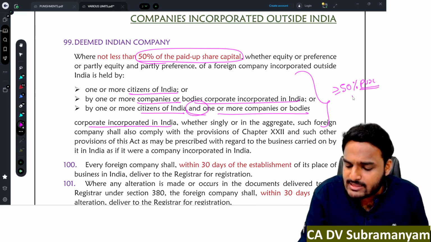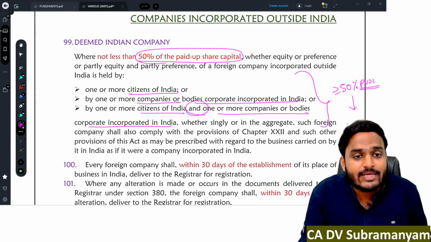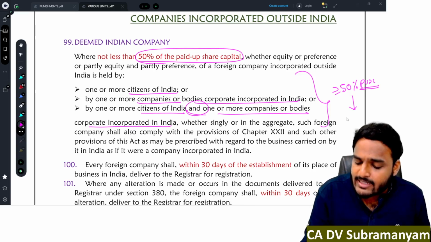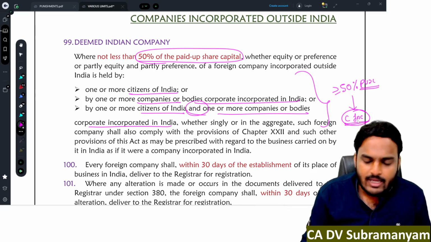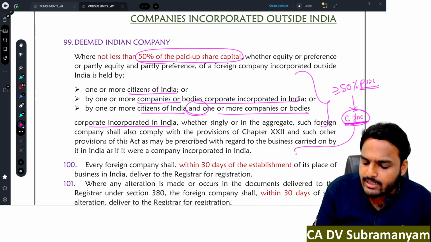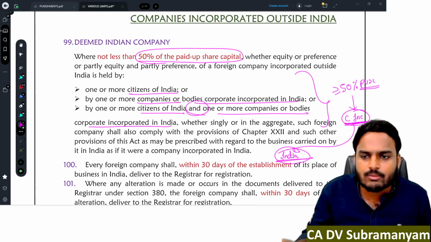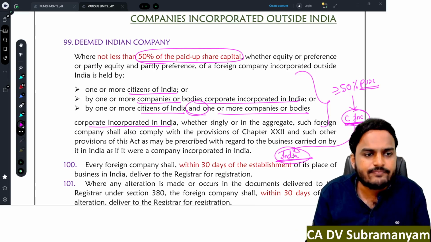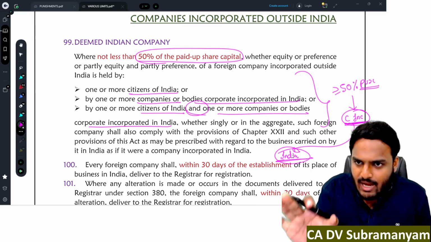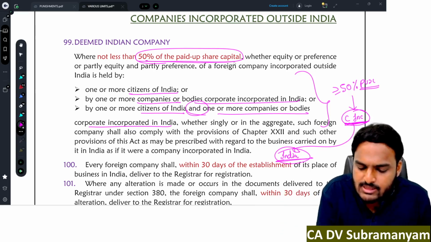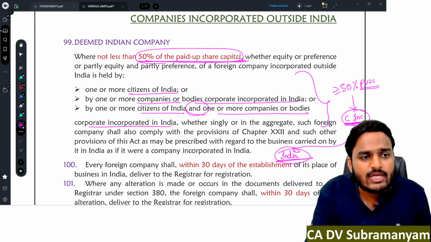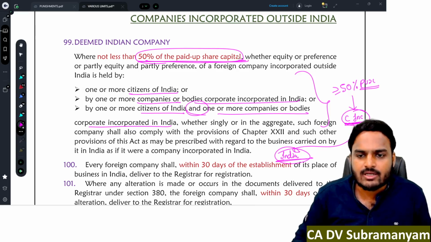If they are holding this much of paid up share capital in a company incorporated outside India, for example, C Incorporation, which was incorporated in USA, and this C Incorporation started a branch office in India. In that case, this branch office, this company is required to comply with all the provisions of Companies Act as if it is an Indian company. Here the applicable limit is 50% of paid up share capital or more than 50% of paid up share capital.